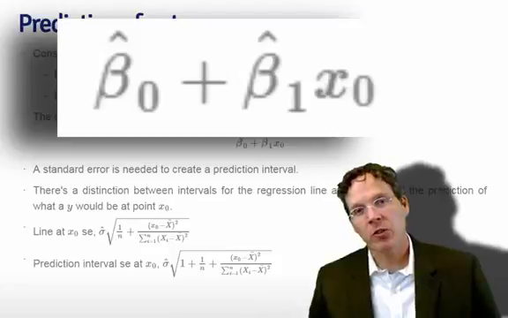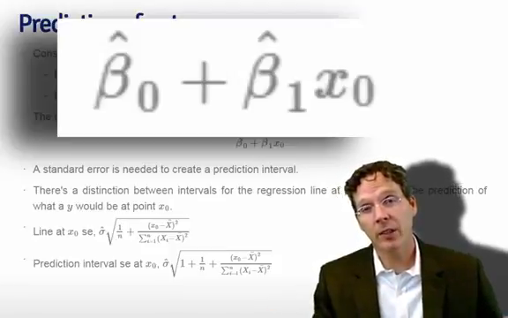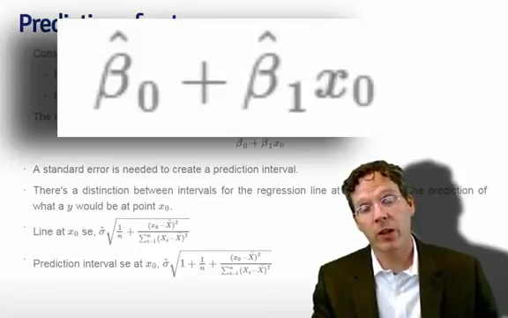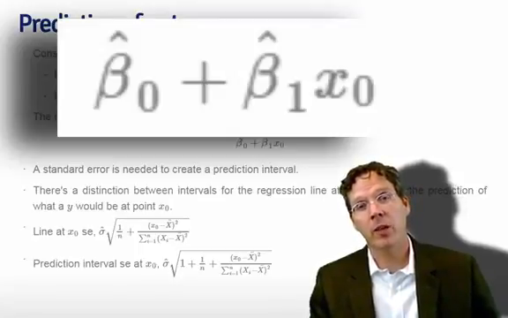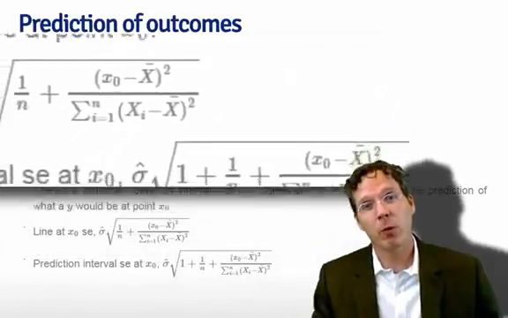There's a small intricacy in that there's a distinction between trying to predict at the line, predict the regression line at a particular point, and trying to predict a future y at that same point. Those are two different ideas. I'll describe that in a picture in a slide, but let me describe the formula first.